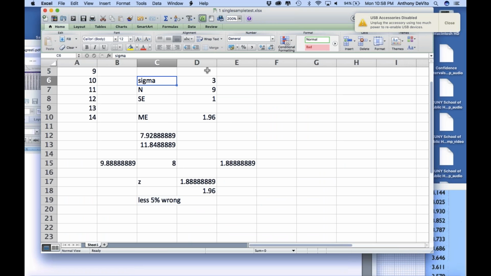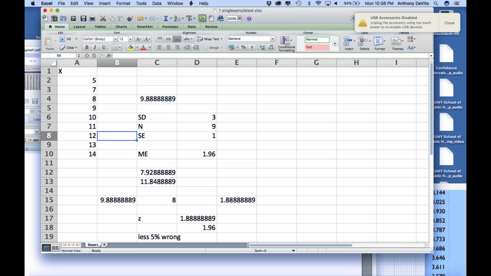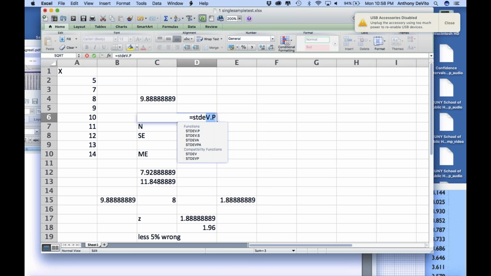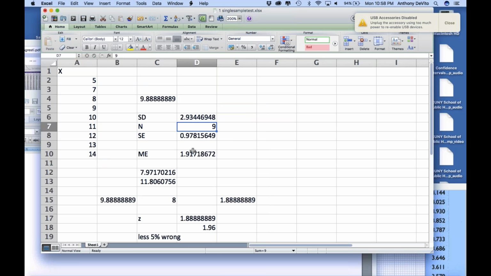Well, actually, I have to calculate my standard deviation now. It's not going to be sigma anymore. It's going to be the standard deviation, right? What's the standard deviation equal to? It's equal to the standard deviation of this group, of this sample. That's going to approximate my population standard deviation, and it's 2.93, right? So now 2.93 is my standard deviation, okay?